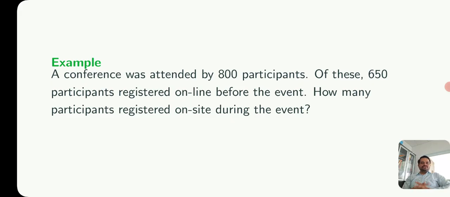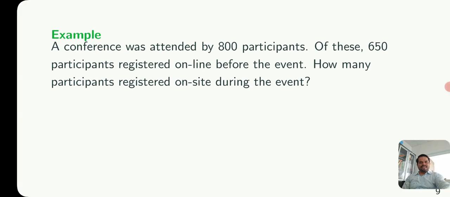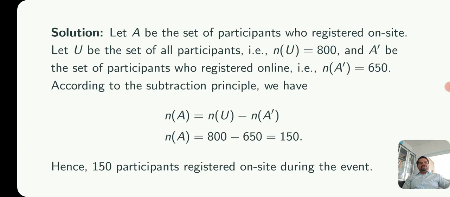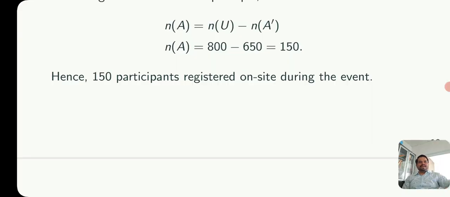So you know how to find the solution of this example. Look at here, this is the solution. We have to denote A as the set of participants who registered on site, and U represents the set of all participants, and A dash represents the set of participants who registered online. So by using this, you can write n of U is 800, n of A dash is 650. Just subtract, and we get 150 participants registered on site during the event.